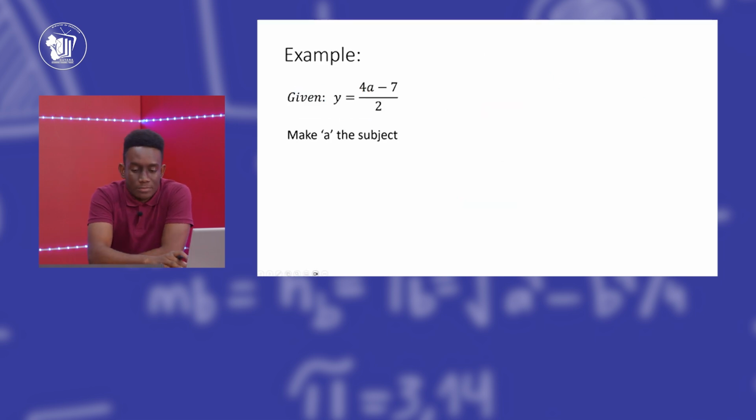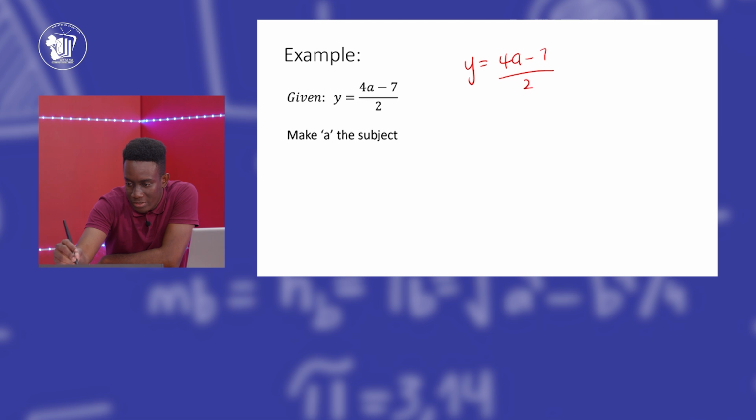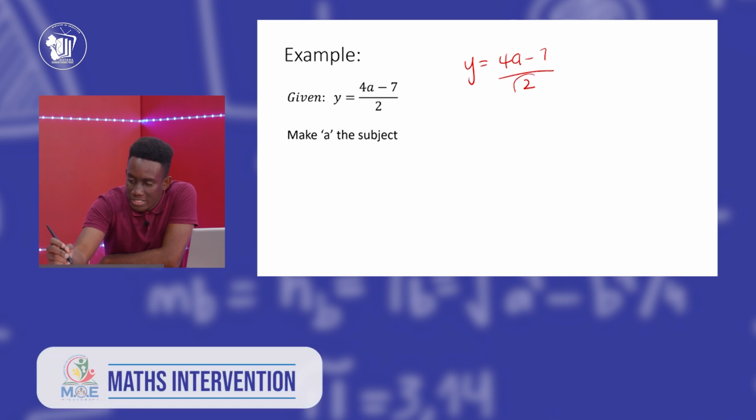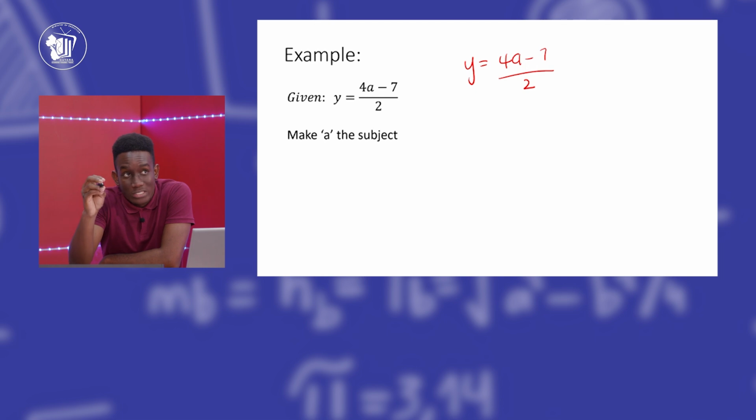So let's look at this other example. So the example says, given y is equal to 4a minus 7, all divided by 2, make a the subject of the formula. So we want to make this a the subject, so we want to take everything surrounding the a. So we'll have y is equal to 4a subtract 7 all divided by 2. So first of all, we see this 2 is dividing everything on this side of the equation. So what we will do, we'll take over this 2. And since it's dividing, when we take it over the equal sign, it will multiply. So we'll have 2 multiplied by y, which will give us 2y is equal to 4a minus 7.